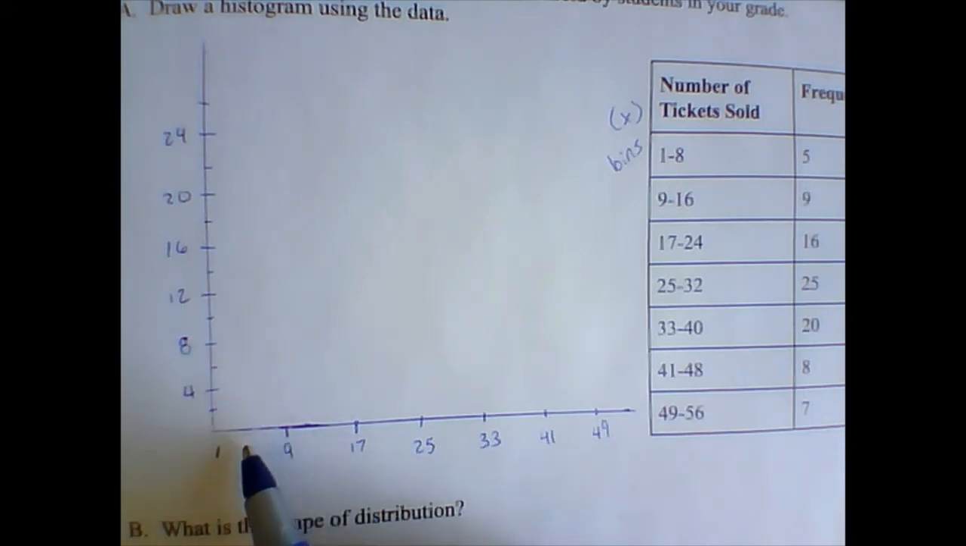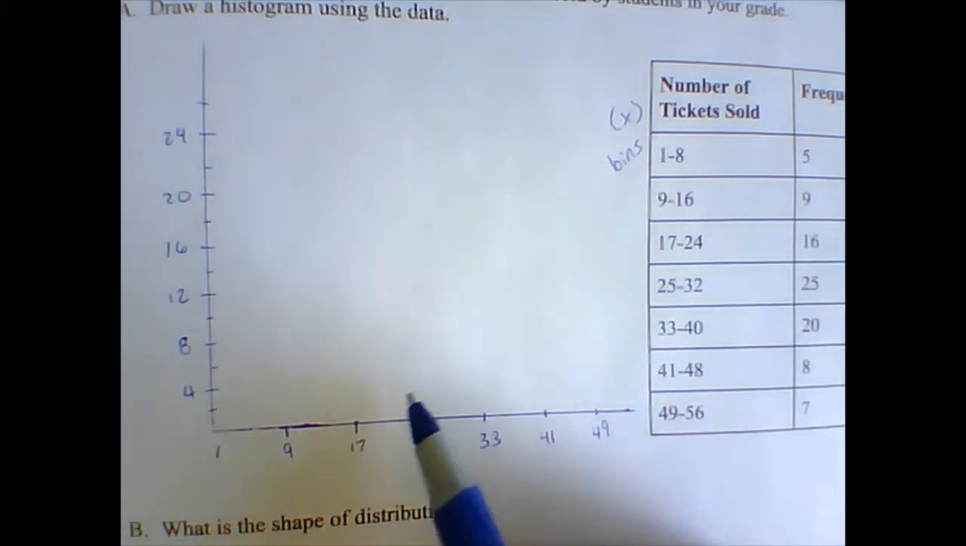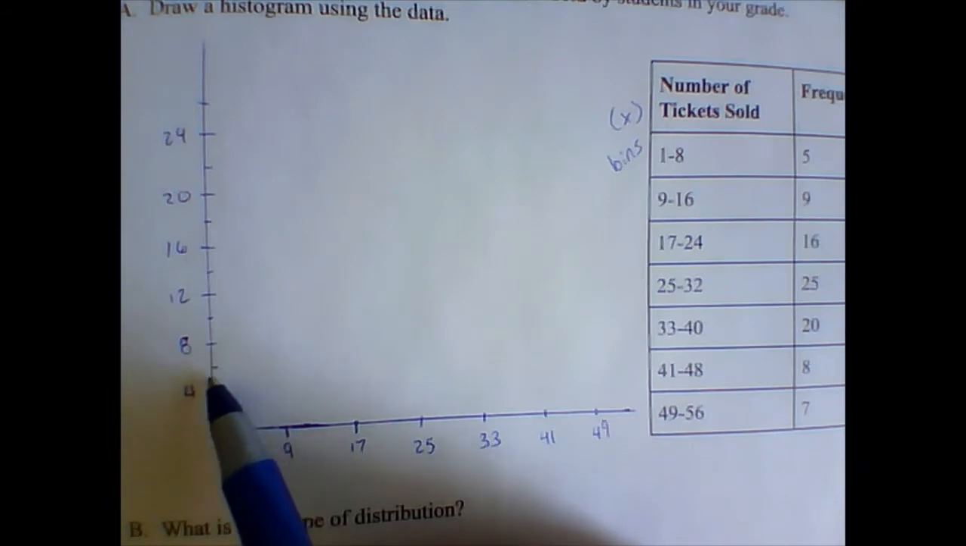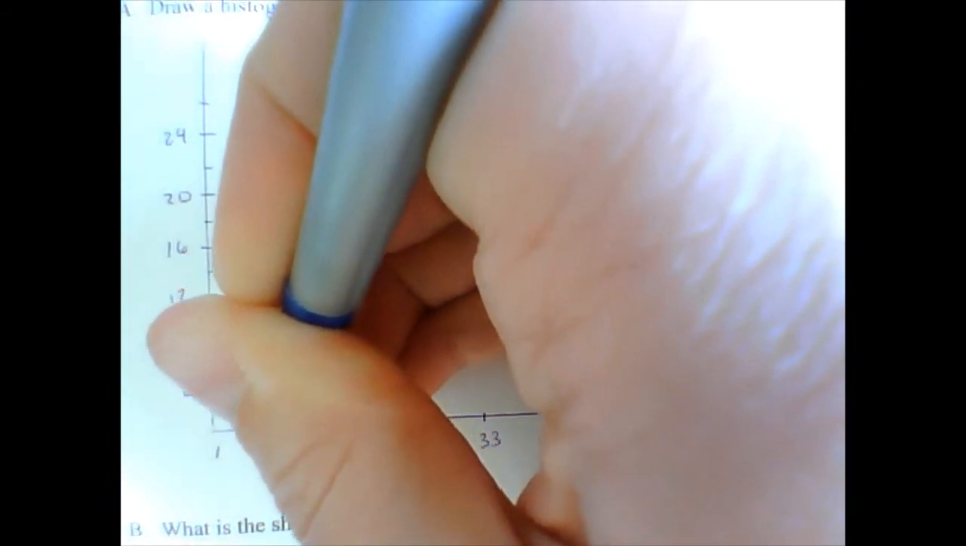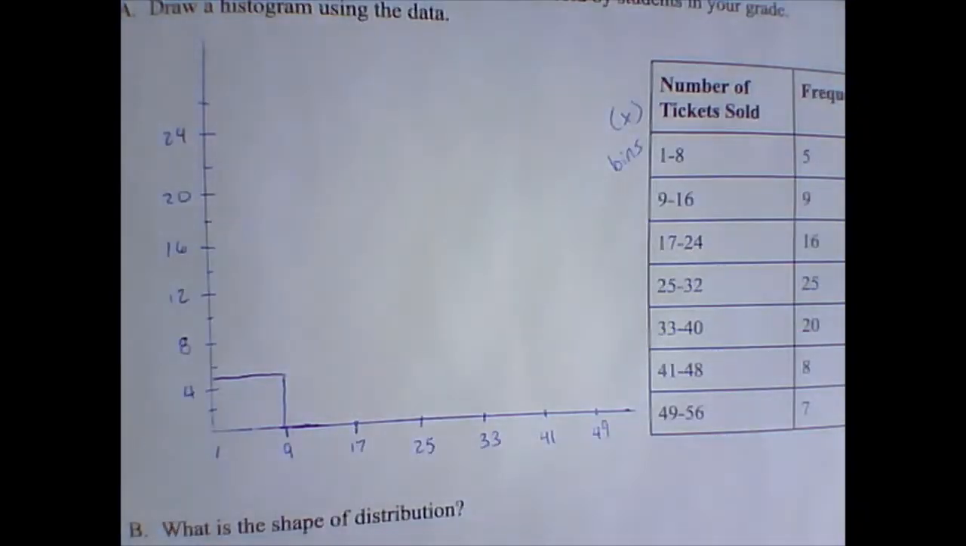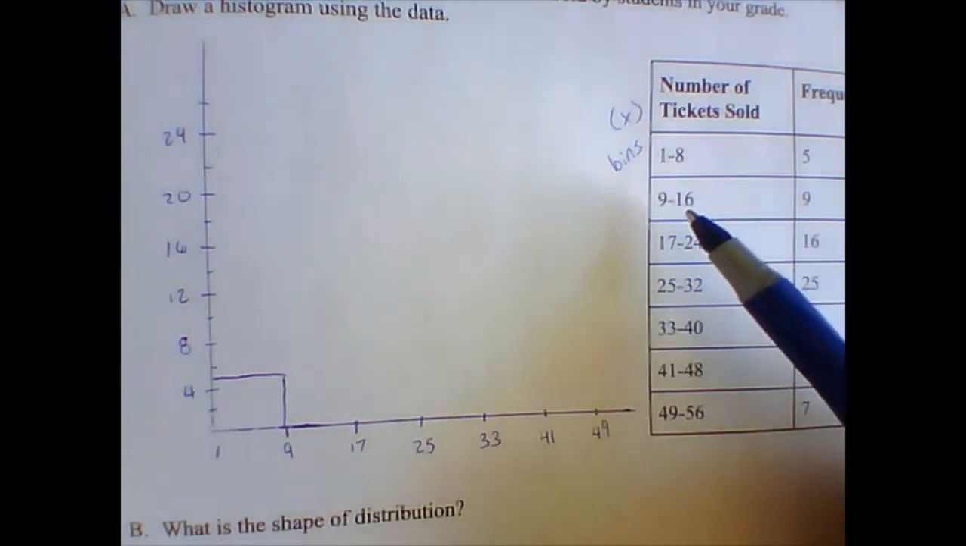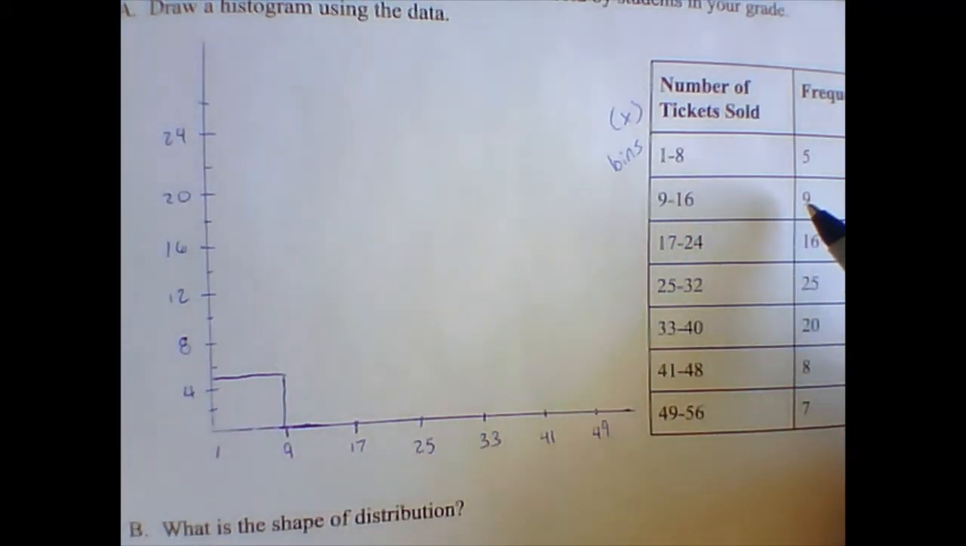Okay, so in the bin between 1 and 8, we need this guy to reach 5. So that's in between the 4 and the 6 tick mark on the Y-axis. Okay, there's our bin. There it is. And you can shade or color it in. I'm just going to leave it blank because this is just for distribution purposes.